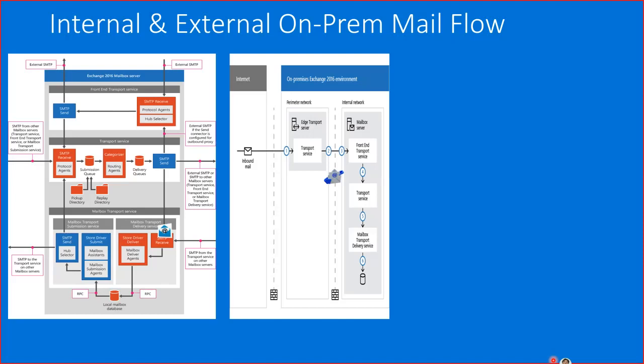So the front-end transport service simply hands over the message to the transport service on the mailbox server. The transport service will do the categorization and figure out what is the ultimate destination for this particular message. Once it determines which mailbox server holds the mailbox for this user, it transfers the message to the mailbox transport delivery service, which eventually delivers the message to the user's mailbox.